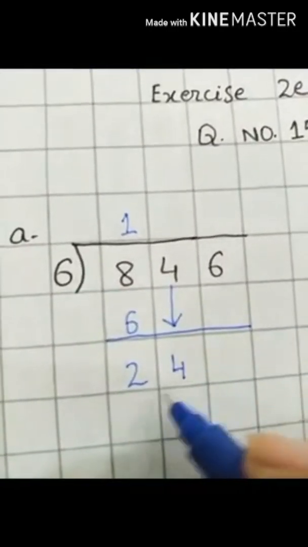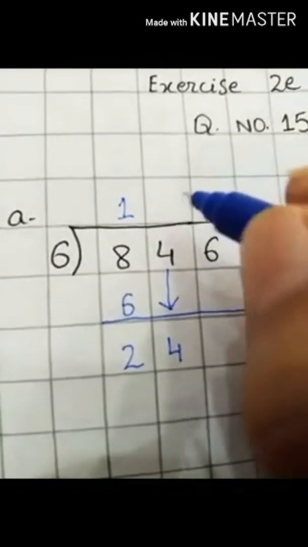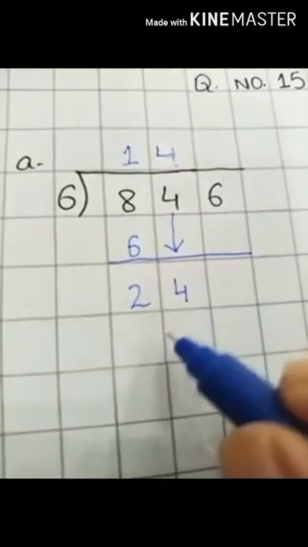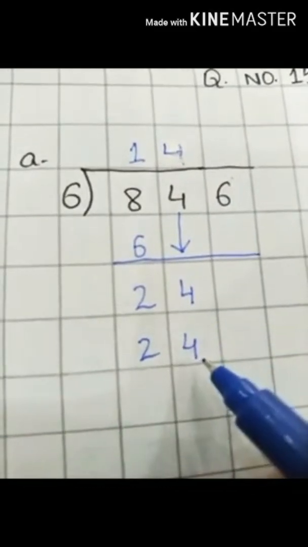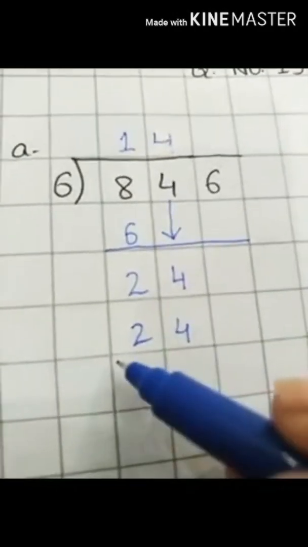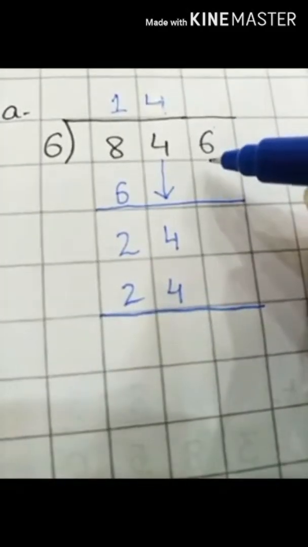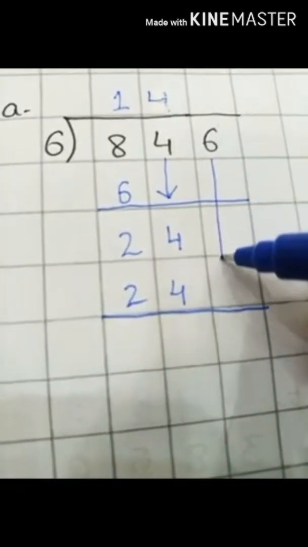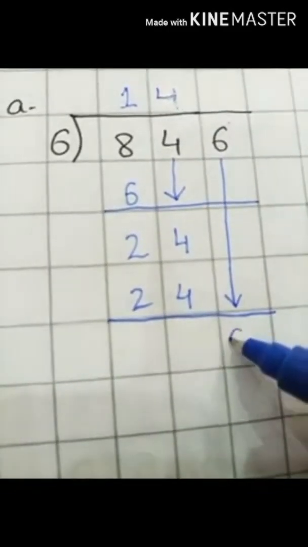This will become 24. So students, read the table of 6 till the number 24. Yes, 6 4s are 24. Look at this, students. I have written the 24 here, and this one is completely divided. So in the next step, we are doing the subtraction. 24 minus 24, that is 0. So I will have to bring this 6 down here. Now students, here is the number 6.